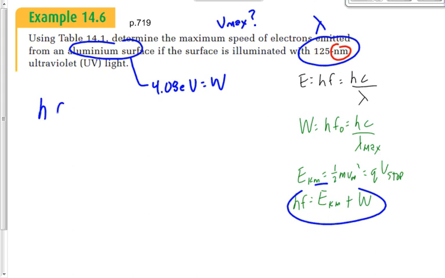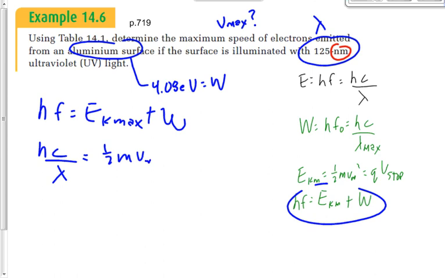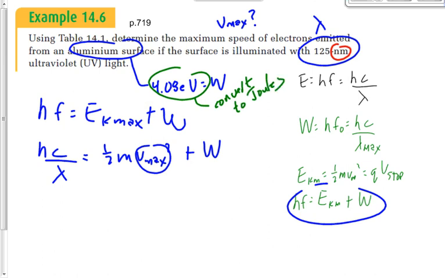So let's say hf is equal to EK max plus W. Let's replace hf with hc over lambda, because we've got a wavelength here, not a frequency. EK max, well, that's equal to 1/2 m v max squared, since we want to find v max, right? Plus the work function, well, we've got that. What do you got to do here? We have to use joules. So we're going to need to convert that to joules. And we're going to have to use what value of Planck's constant? 6.63 times 10 to the minus 34. Does that make sense? All right.